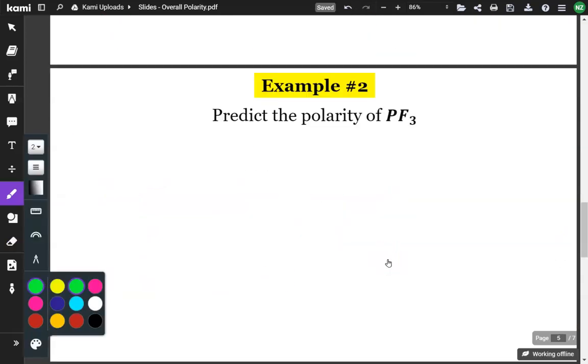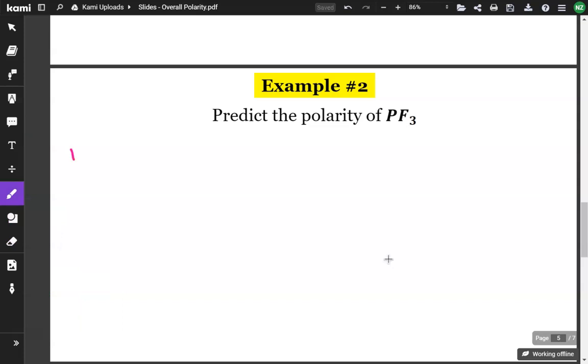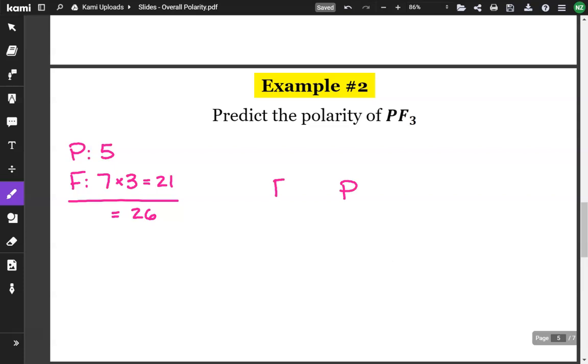All right, let's take a look at the next one. We've got phosphorus and fluorine. Phosphorus is 5. Fluorine is 7, and there are 3 of them. 7 times 3 is 21. 26 total. Phosphorus is by itself, so it's going to go in the middle, and then we're going to surround it with fluorines. Connect everything with a single bond. 2, 4, 6.